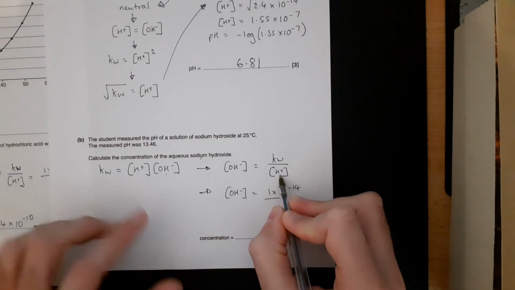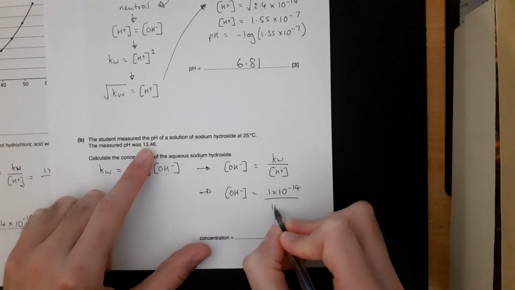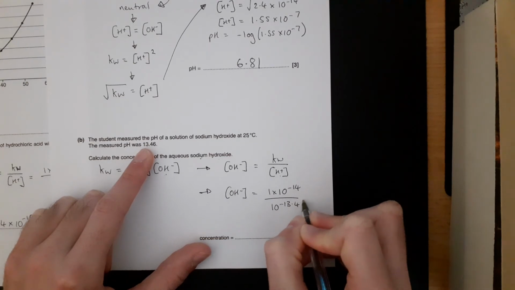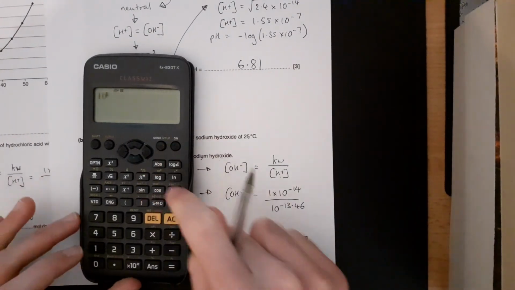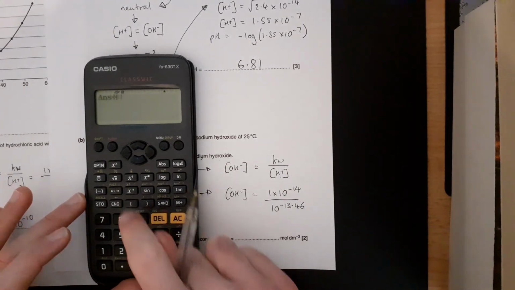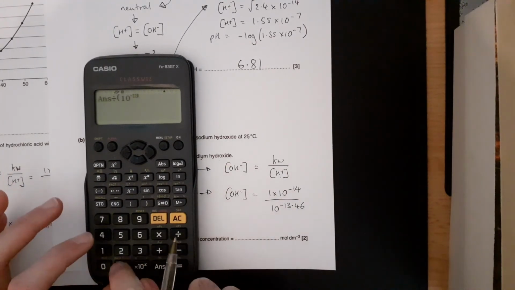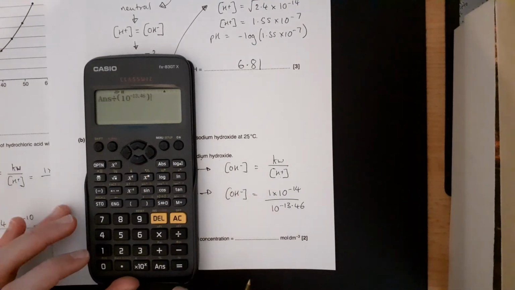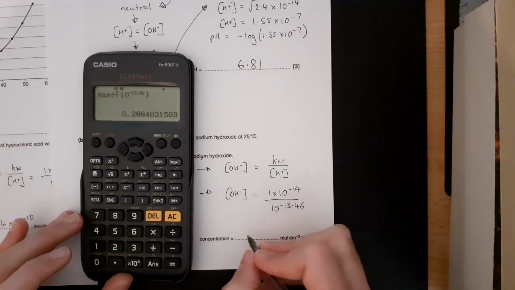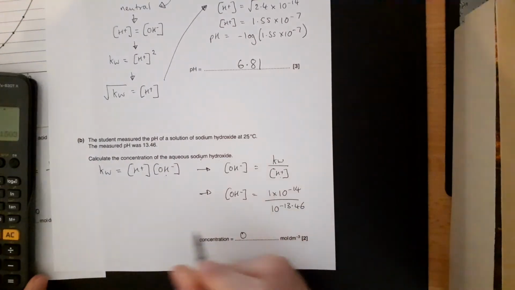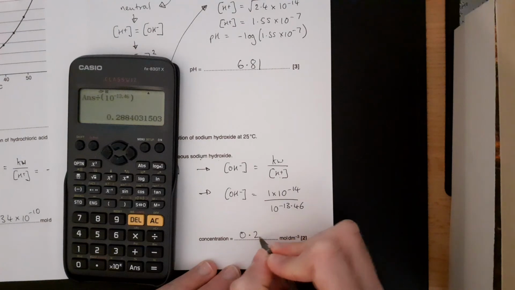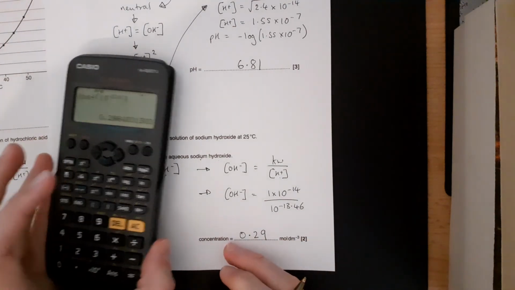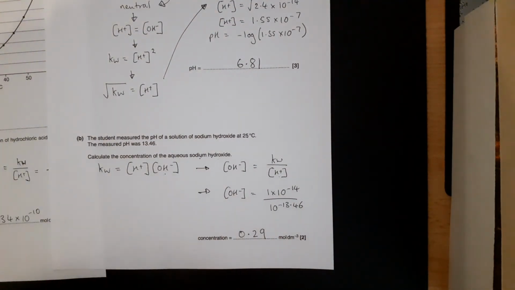The H plus concentration will be 10 to the minus pH. So we have 10 to the minus 13.46. Then 10 to the minus 14 divided by 10 to the minus 13.46. There we go. Significant figures, no, it doesn't say, so we'll call that 0.29. There we go. So if anything, I think Kw is actually simpler than Ka in most cases. There's fewer steps involved.